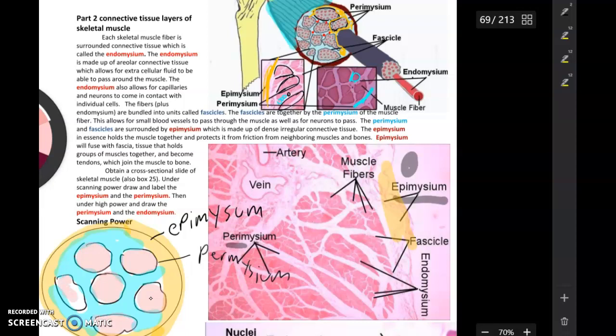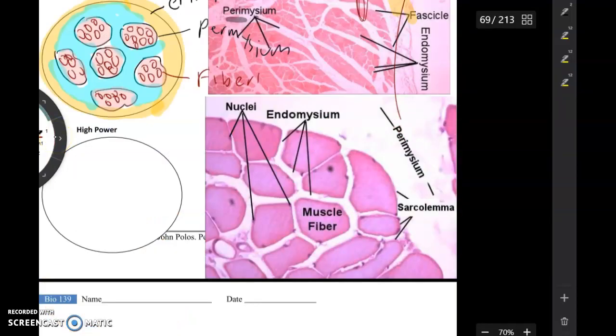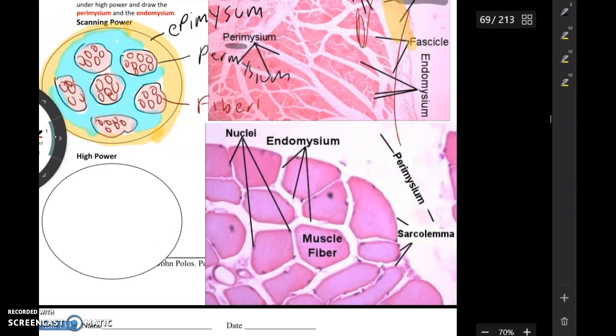We'll label them fibers. And just for the sake of propriety, I'm going to actually draw in some of the fibers there. So on the lab exam, I'll give you a picture like this, and you have to identify the different connective tissue elements. So here's low power. So under low power, I am going to have muscle fibers, like so. And these are now individual muscle fibers.